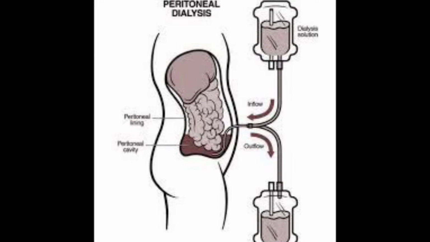Let's start with the types of peritoneal dialysis. The 3 types are continuous ambulatory peritoneal dialysis, continuous cycling peritoneal dialysis, and intermittent peritoneal dialysis, also known as CAPD and CCPD.